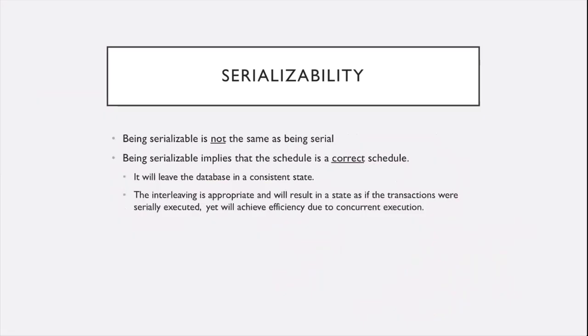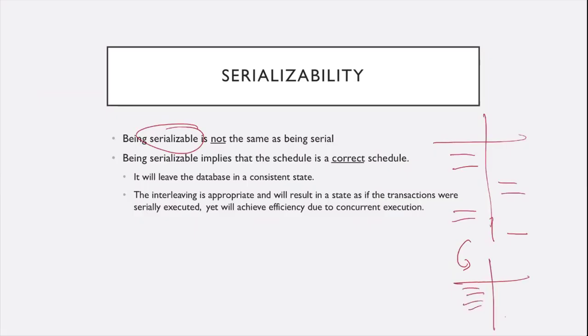So, a point to note is that just because a schedule is serializable does not mean it is serial. In a serial schedule, all the instructions of a particular transaction are executed completely, and only after that can other transactions start. But in a serializable schedule, you have interleaving of operations. The only other property they have is that you can convert it into an equivalent serial schedule like this.